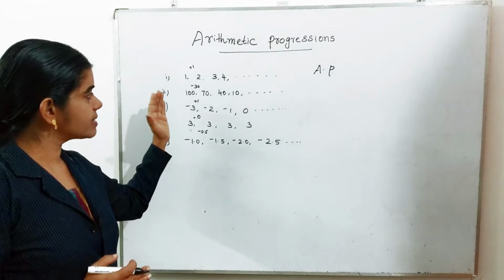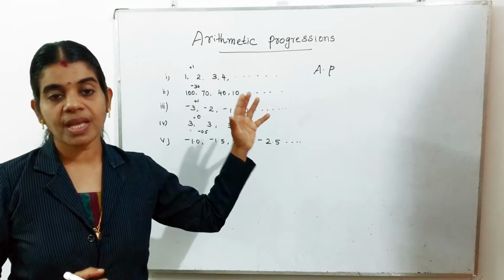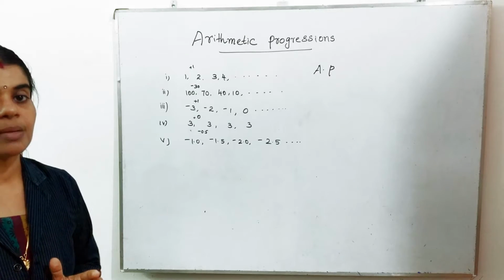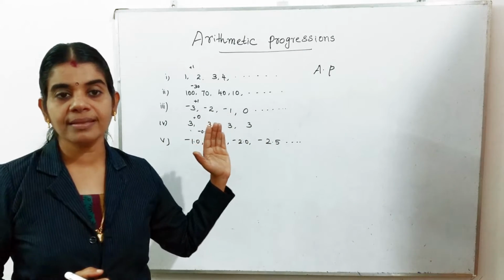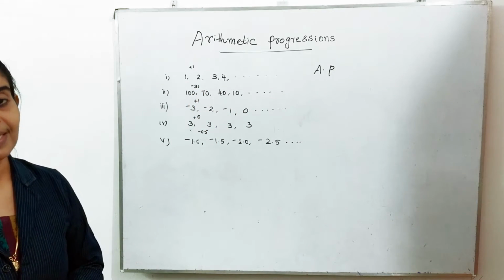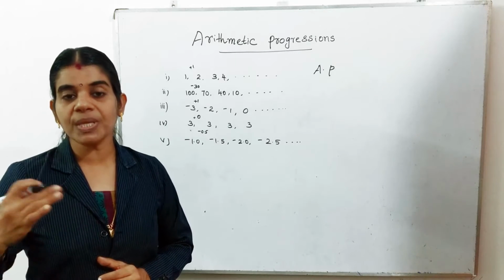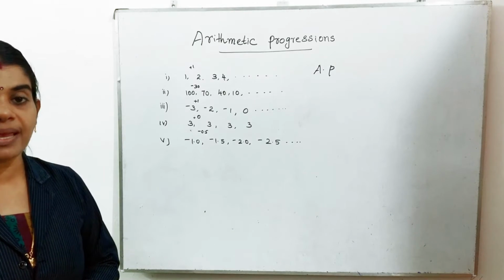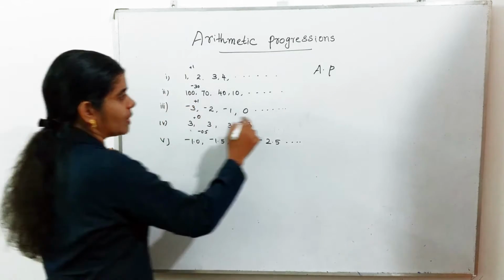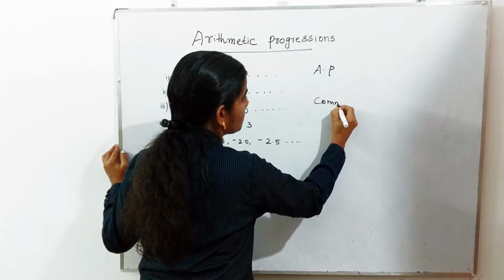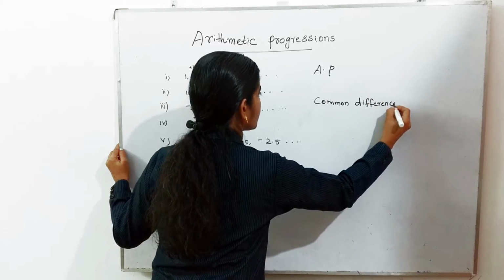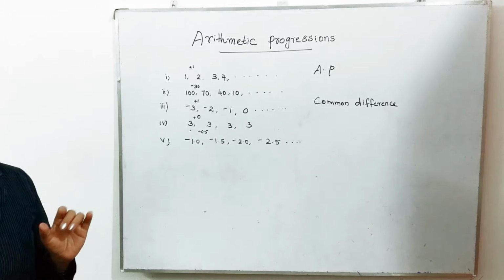Exceptional case: except the first term, every term of the arithmetic progression we will get by adding a constant number to the previous number. Like that all number patterns we are calling arithmetic progression. Clear? A constant number we are adding to each term, we will get the next term except the first term. And this constant number we are calling the common difference. This constant number is known as common difference.